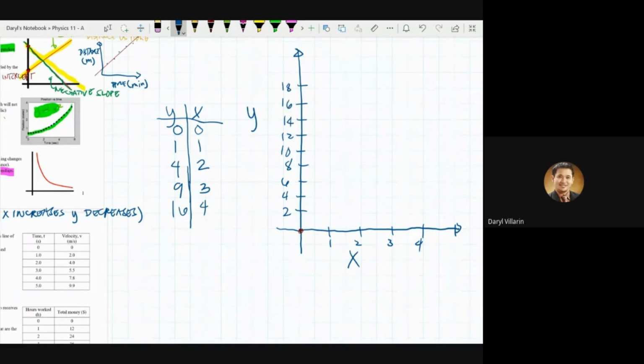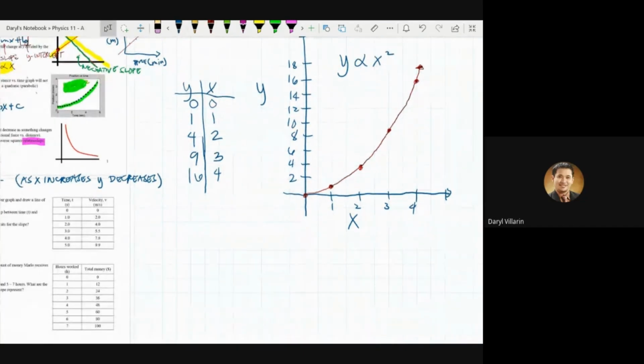Okay. So for 1, it's 1. So it's somewhere here. And then for 2, it's 4. For 3, it's 9. And for 4, it's 16. Plotting the data points, you can see that is not a straight line. So therefore, this is a quadratic function, a parabola, actually half of the parabola. So we say that for this function, y is directly proportional to the square of x, right?